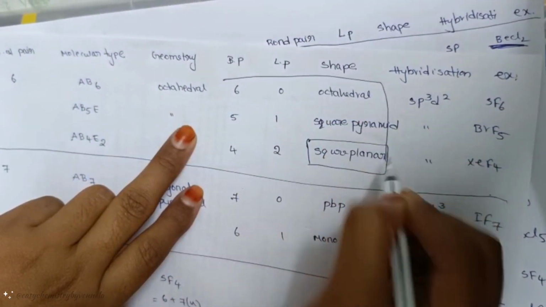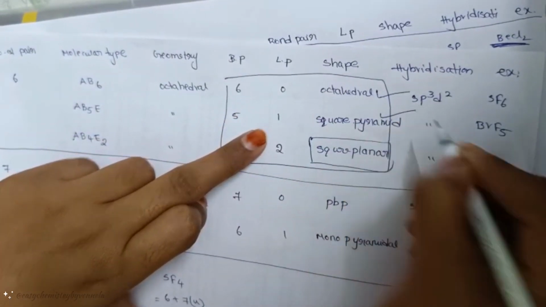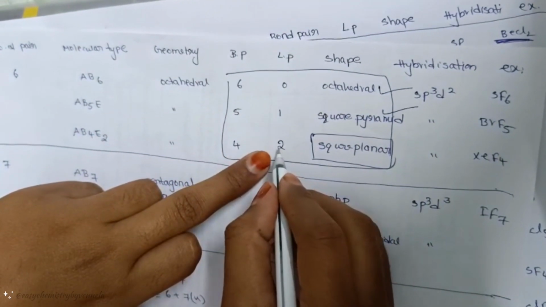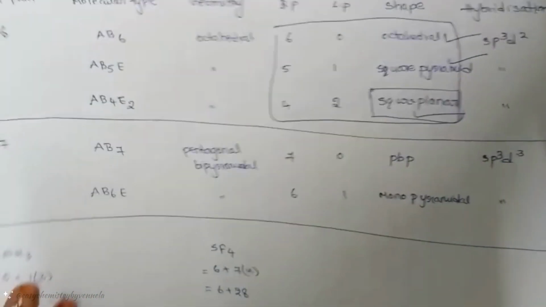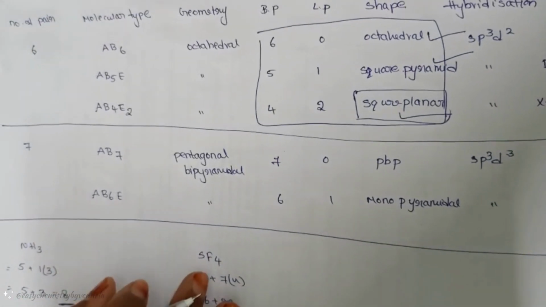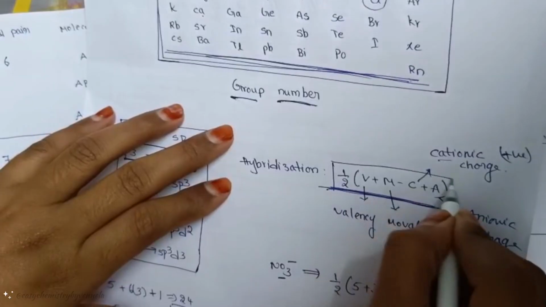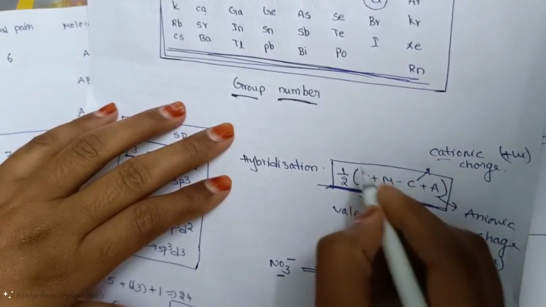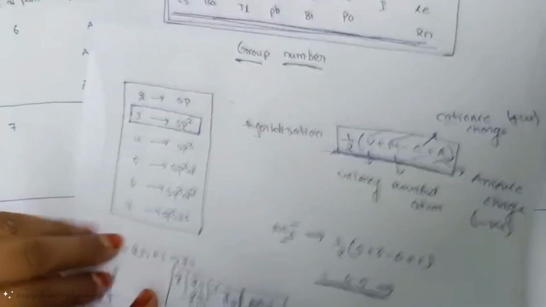Here also, without lone pair octahedral, with 1 lone pair square pyramidal, with 2 lone pairs square planar. That's all about the geometry and shape and bond pairs, lone pairs, hybridization. Some of you guys, I think, follow this format. If you follow this format, you have to know about valency, monovalent atom, cation, anion, like that. I think you are confusing this formula.